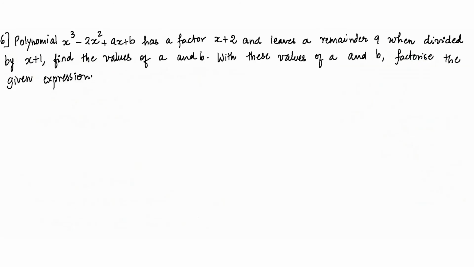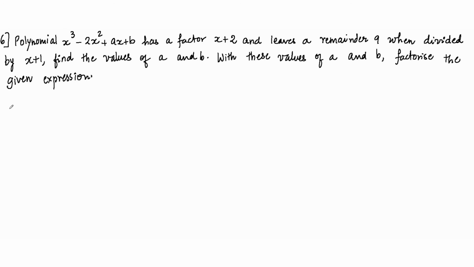Okay, moving on. Okay, let's continue with the next question now. Look, the polynomial x cube minus 2x square plus ax plus b has a factor of x plus 2 and it leaves a remainder of 9 when divided by x plus 1. We have to find the values of a and b. So it's given to me that x plus 2 is a factor. Let us write down all that is given and let's also conclude based on what all is given to us.